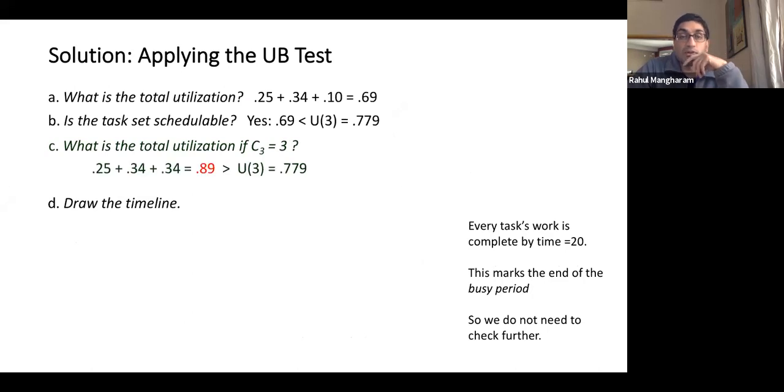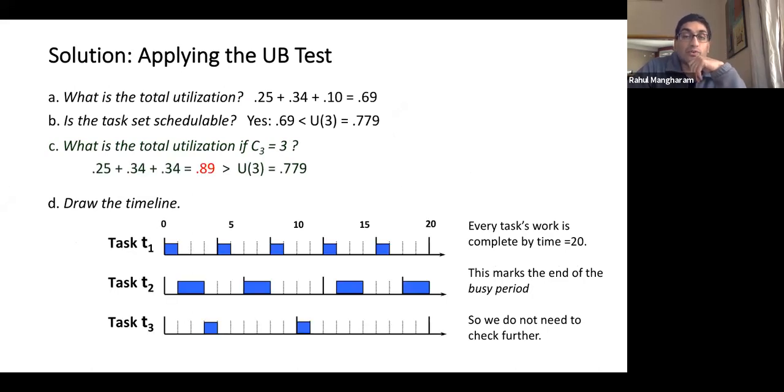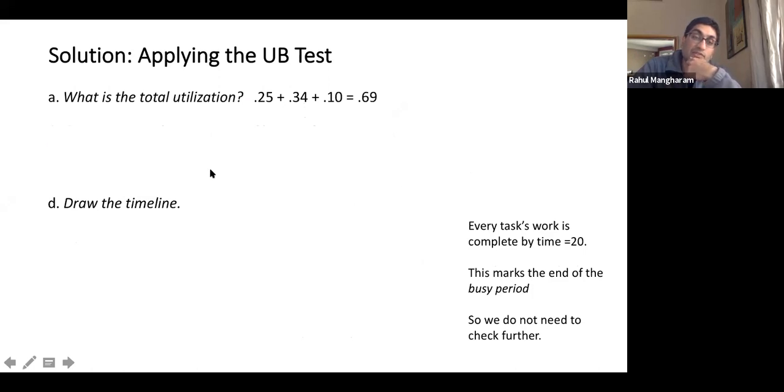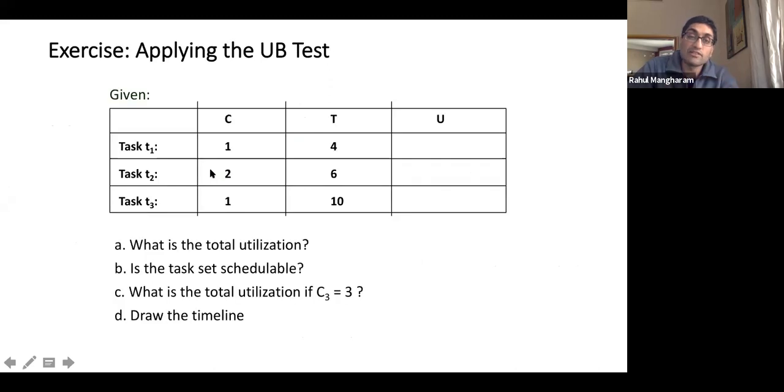And then the problem now is, what do you do if you have a utilization that is greater than this value, right? So if I change this utilization, which was originally 0.69, which is less than 0.773 for 3 tasks, that's for this task set, right? So I have another task set.